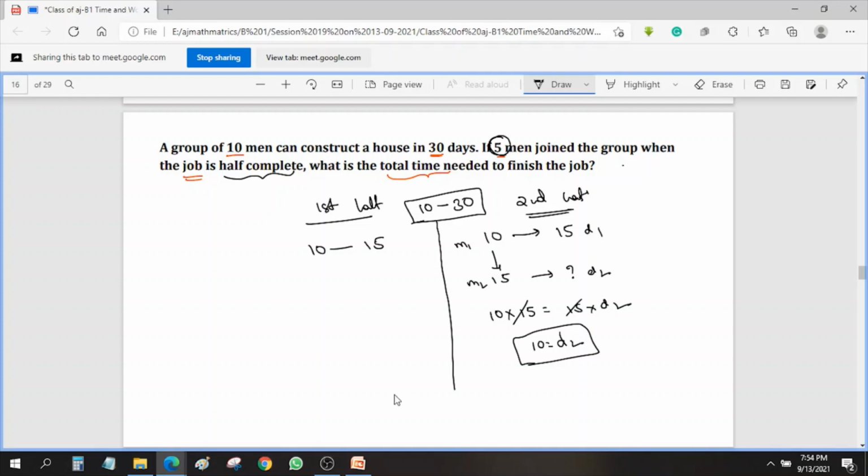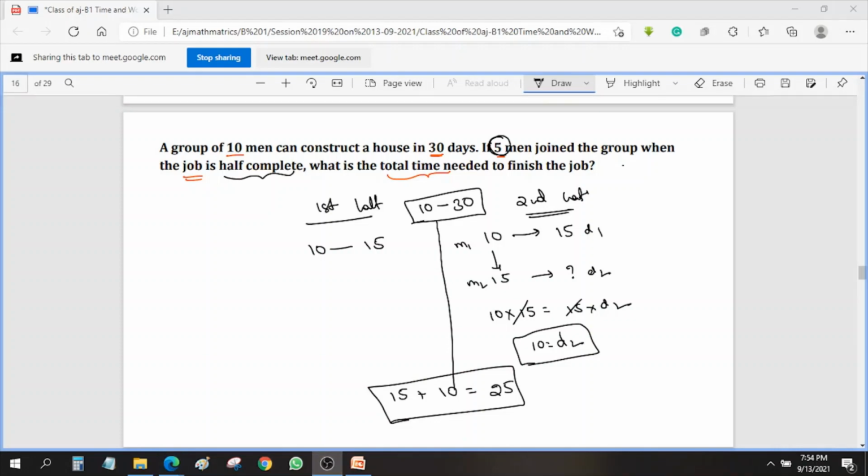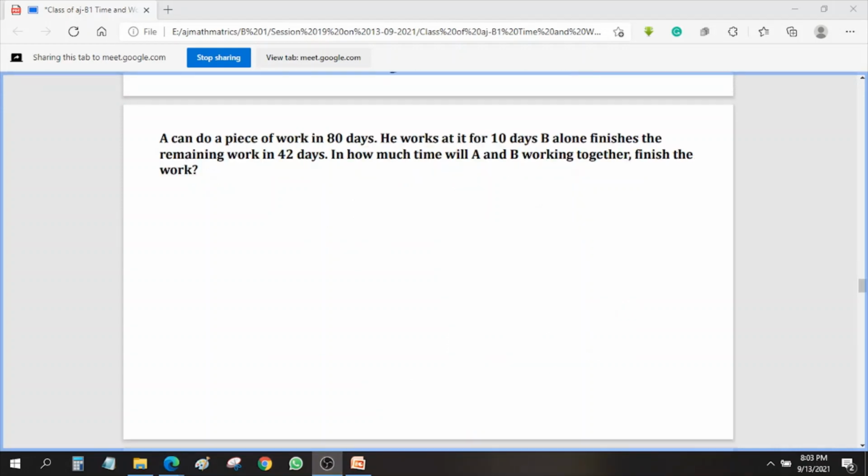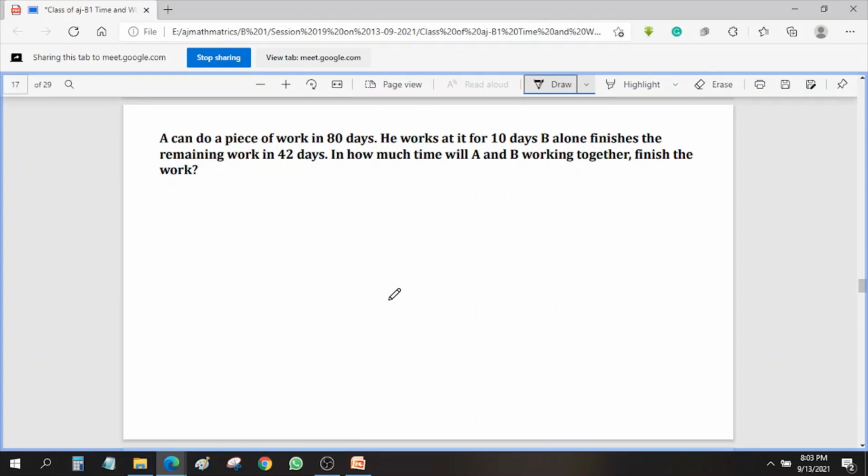Now the total time is what it is asking. To complete the first half it is 15, to complete the second half it is 10. So the total number of days is 25 days. So the total time taken to finish this job is 25 days. But in the examination, you should not take that much time.